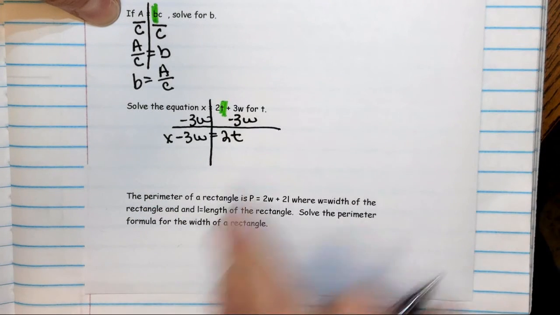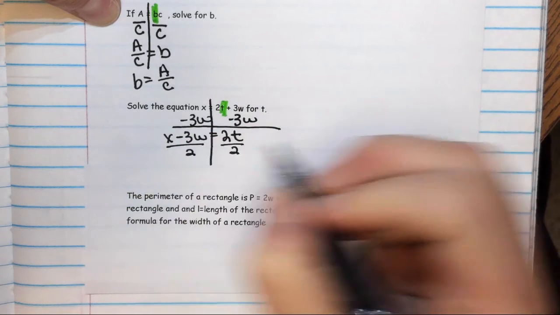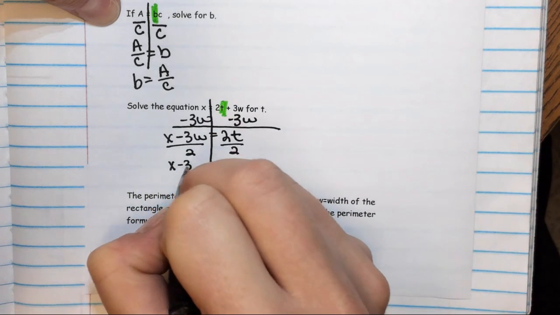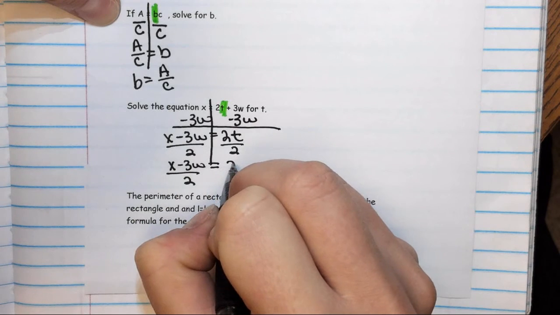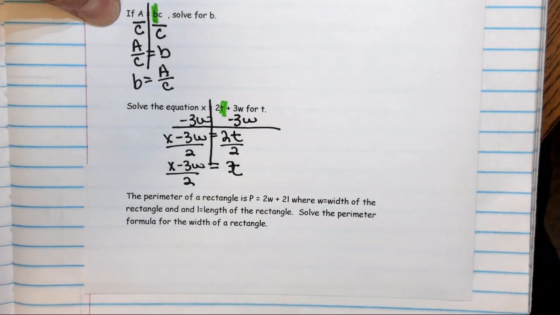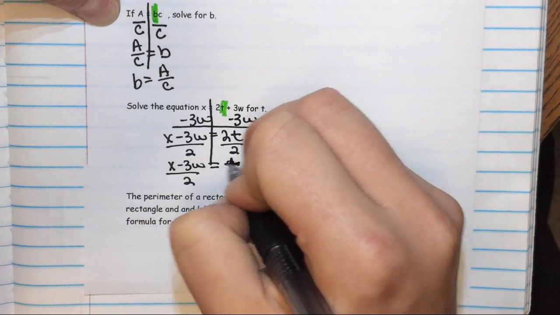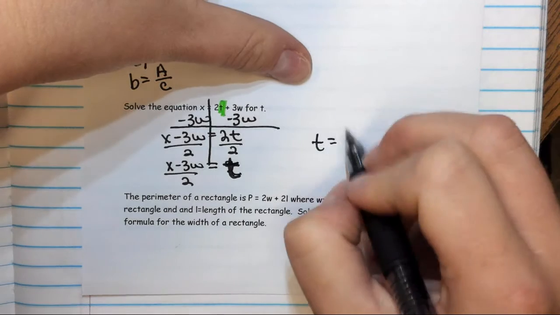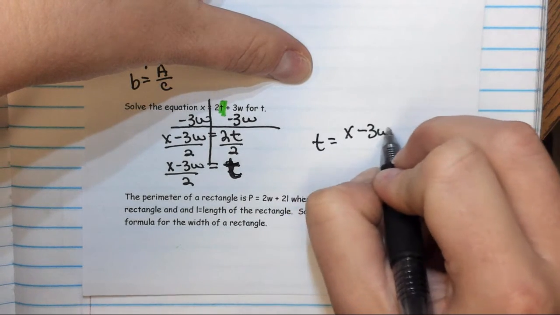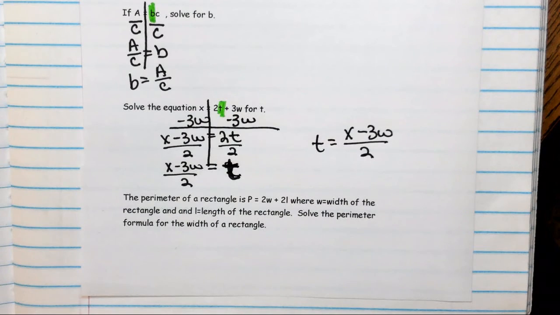And then I want to get t alone, so I'm going to divide both sides by 2. So I have x minus 3w divided by 2 is equal to t. Funny looking t, sorry about that. And then I'm going to use my symmetric property to write t first. So t is equal to x minus 3w divided by 2 would be my final answer.